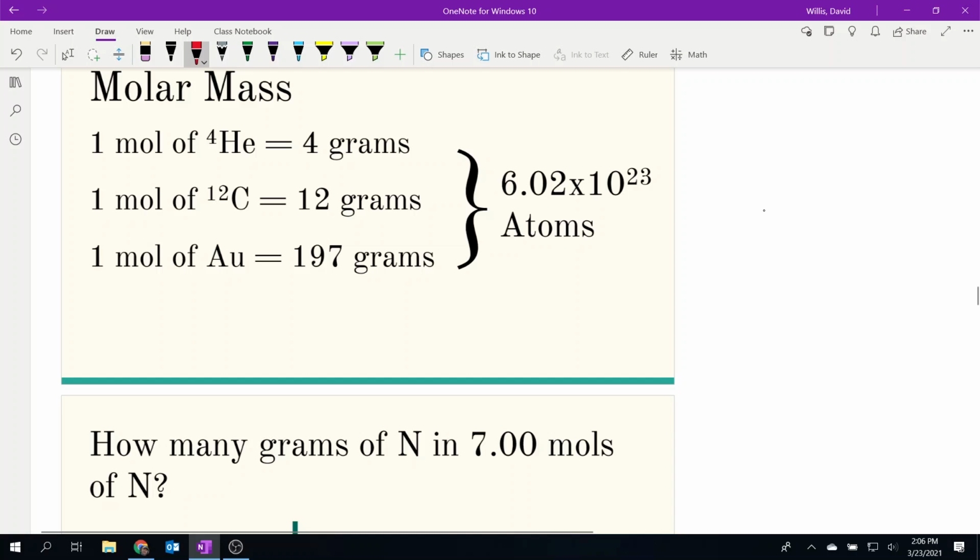And if you want to write down that 1 mole of gold happens to have a mass of 197 grams, you can.